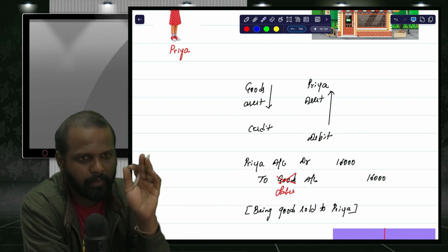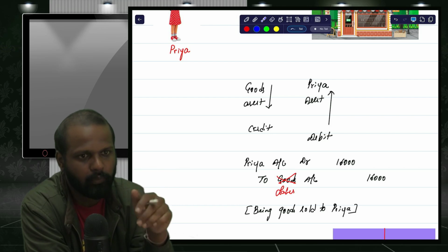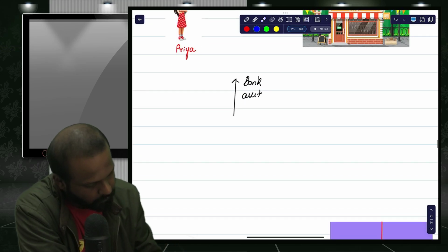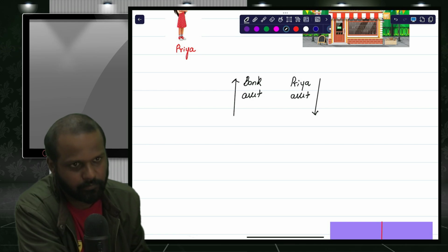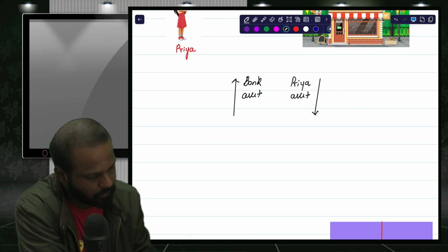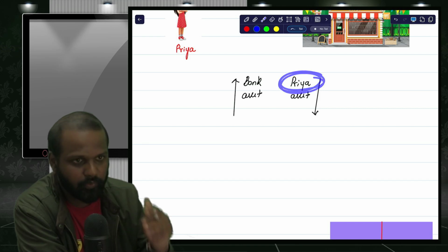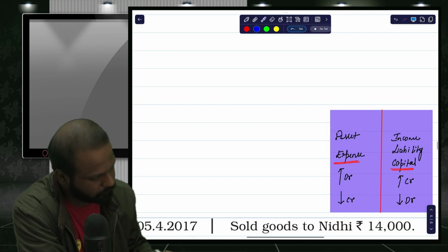Once you have collected the money, Priya's balance has to become 0 in our books. So in our books, there is an asset called Priya, which you have recorded as an asset. Once you receive the money, the balance will get reduced. So first one is bank balance, which is increasing, and whatever asset we have recorded, we have to reduce it to 0 as we have collected the money.